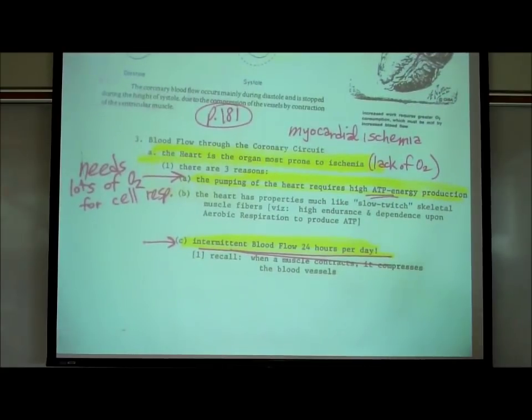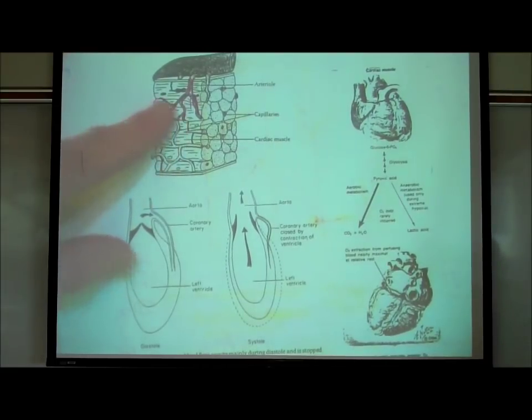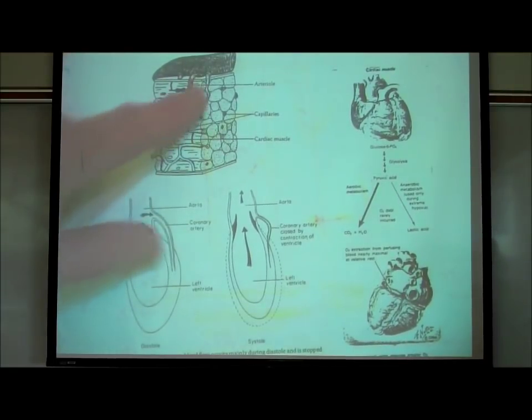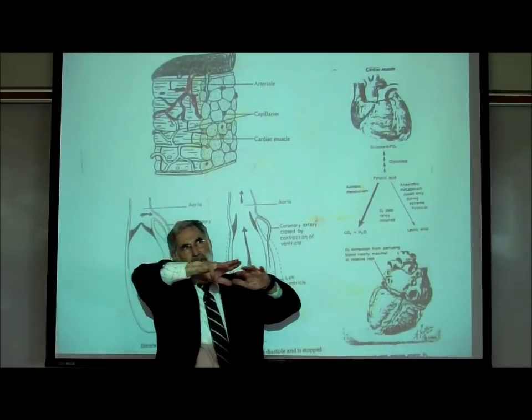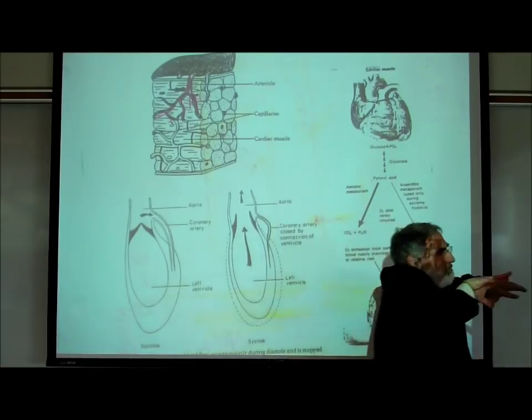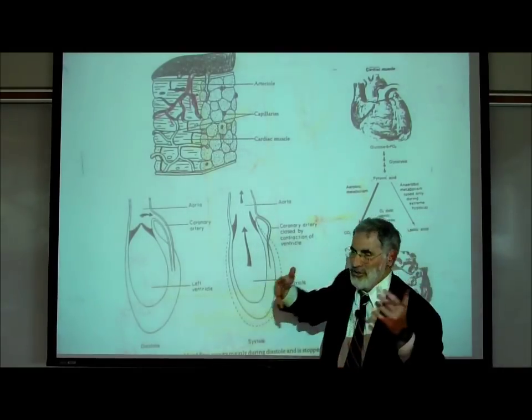Okay, now, so we see in this picture on the top left, it just tries to convey to you that if we were looking at cardiac muscle tissue, we will see capillaries, branches off the coronary vessels that are running in between all the heart muscle cells to provide them with oxygen and sugar.